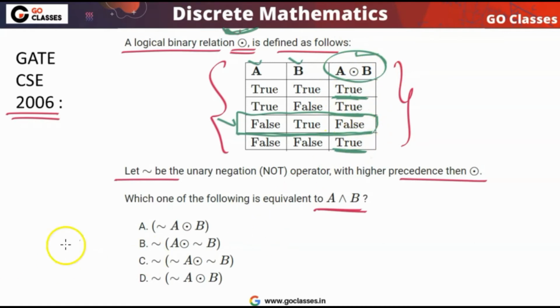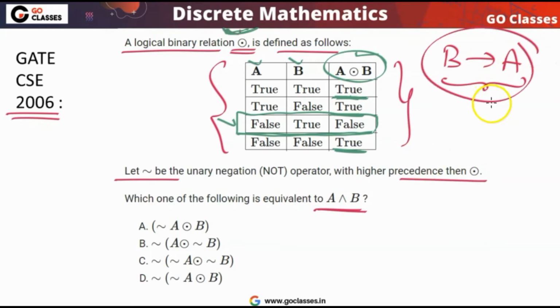So, are you familiar with this type of operation? Yes. You remember B implies A. This B implies A is always true except in only one case. It is false only when B is true and A is false. Only in this case, B implies A is false. In all other cases, B implies A is true.